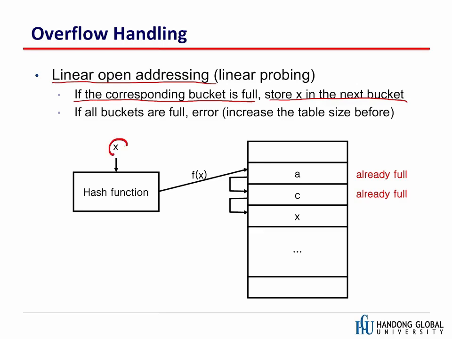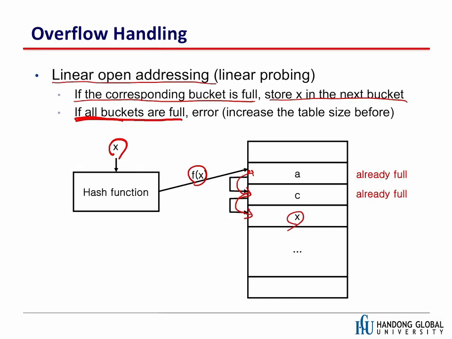So f of X says X should be here. But when we check and this bucket is full, we automatically check the next bucket, and then the next bucket, until we meet an empty bucket, and then we put X there. And if all the buckets are full, then there is an error. We have to increase the table size before we get into this kind of situation.